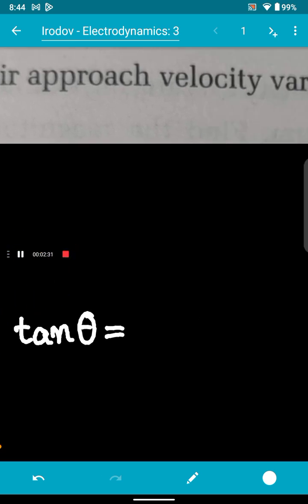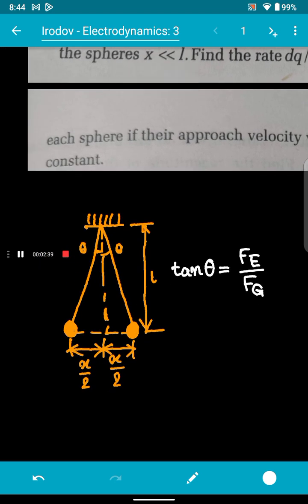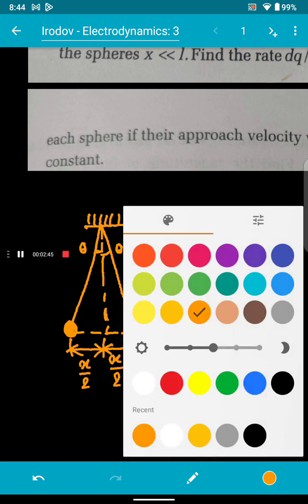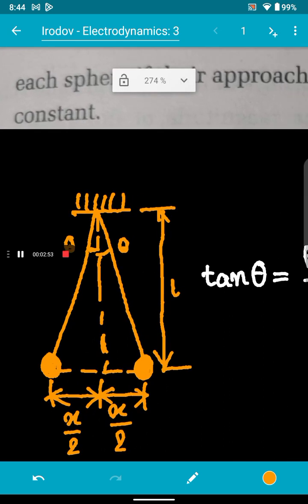Tan theta is the ratio of Fe by Fg, where Fe is the electrostatic force acting between the two charges and Fg is the gravity. And how do we get this formula? That's very trivial. You have to consider the tension in the two strings.